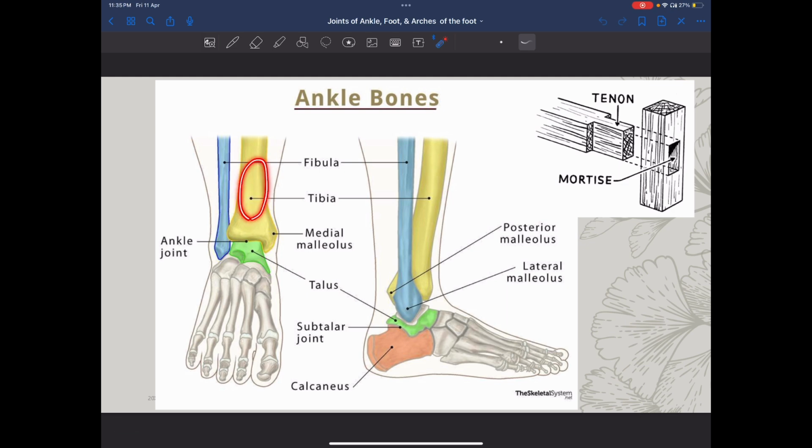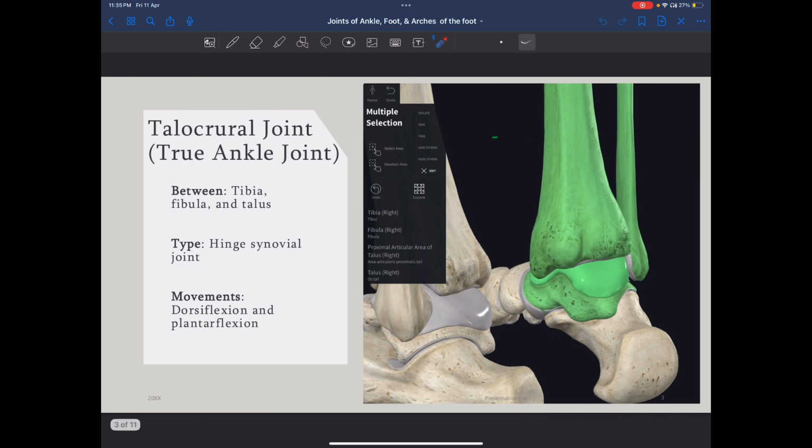We have the tibia medially and we have the fibula laterally. We have the talus right here and the calcaneus. Now the ankle joint could be visualized using the tenon and mortise joint. This is the mortise and it forms usually a socket where the tenon goes in. Same thing here, mortise could be visualized as the tibia and the fibula, which form a socket where the talus goes in.